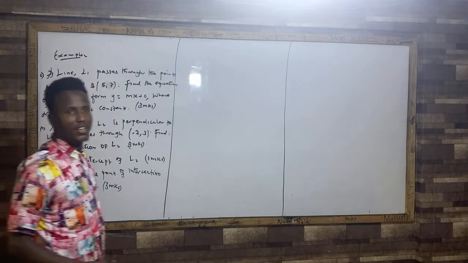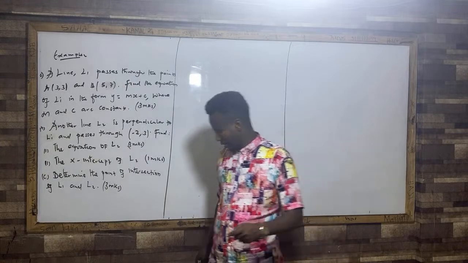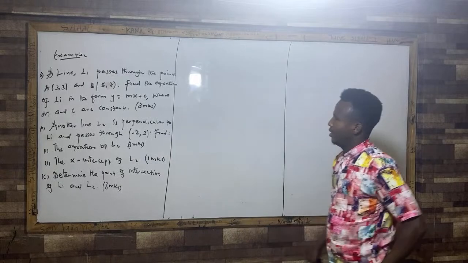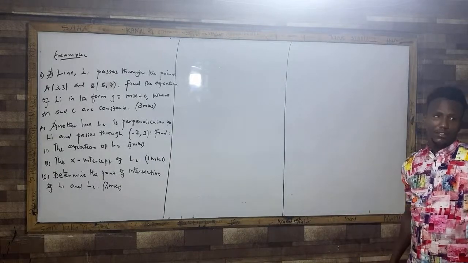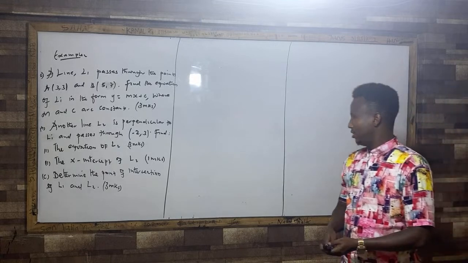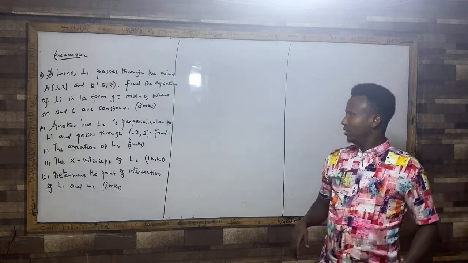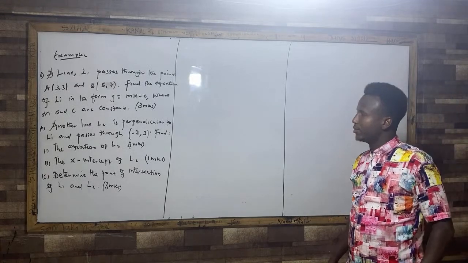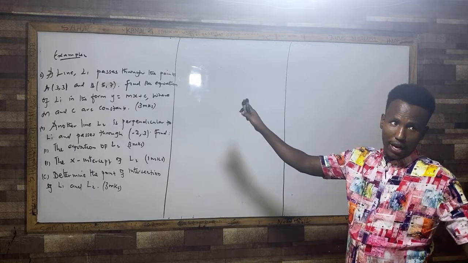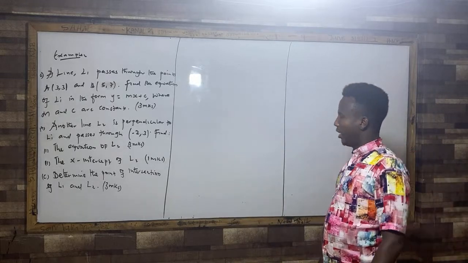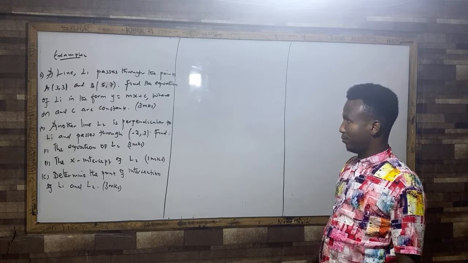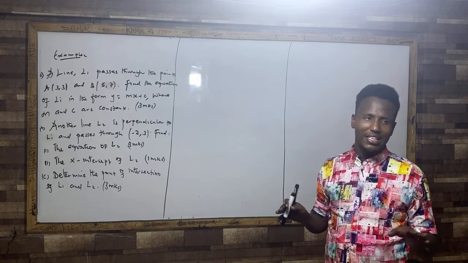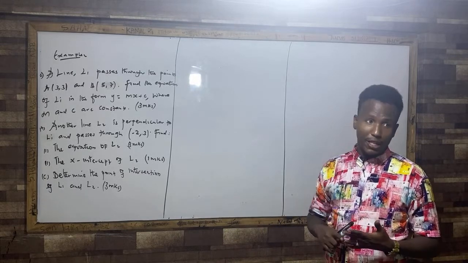Okay, let's go, guys. Make sure you write this thing, because it will help you. Let's take time. You're told a line L1 passes through the points A and B. I've written A (3, 3) and B (5, 7). After that full stop, you can get the gradient first, followed by the equation.